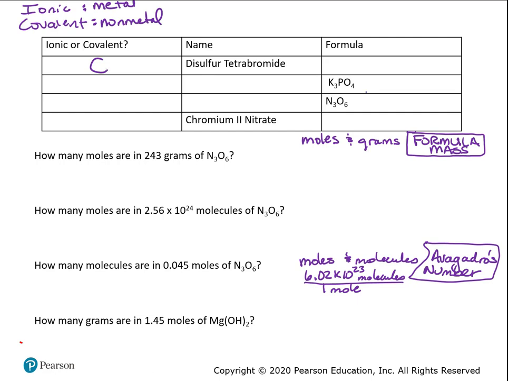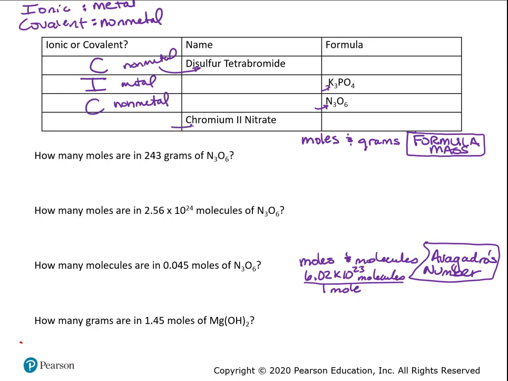K3PO4. K is what? Potassium. And is it to the right or the left of the zigzag line? Left, so I know it's ionic. Because sulfur is a nonmetal, I know it's covalent. Because potassium is a metal, I know it's ionic. All right, what about N3O6? What is N? It is a nonmetal, so this is a covalent molecule.